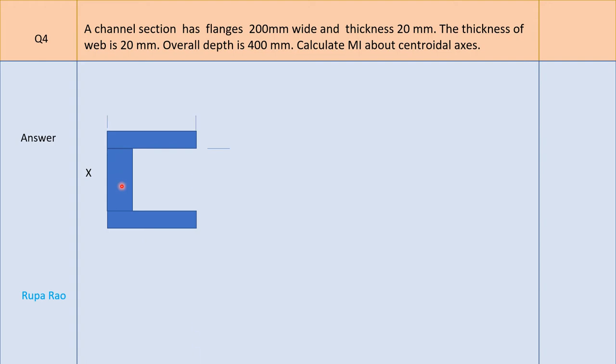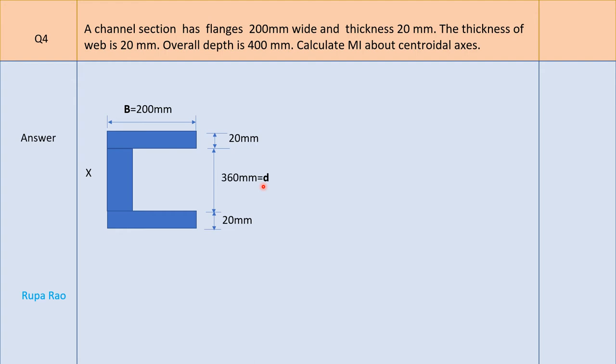Now the flange width is 200 mm. This is the width of the flange which I'm showing here, and we call it capital B, 200 mm. Here I'm showing the thickness of the flange. Here is one thickness and here is another thickness, and that is 20 mm. The overall depth given is 400 mm, so this depth will be 400 minus 20 minus 20, that is 360 mm, and we call it small d.